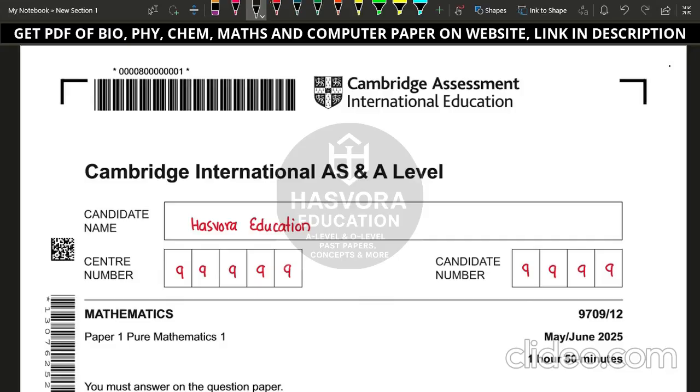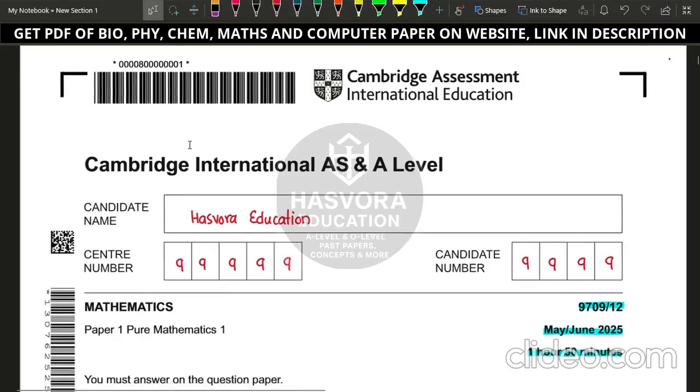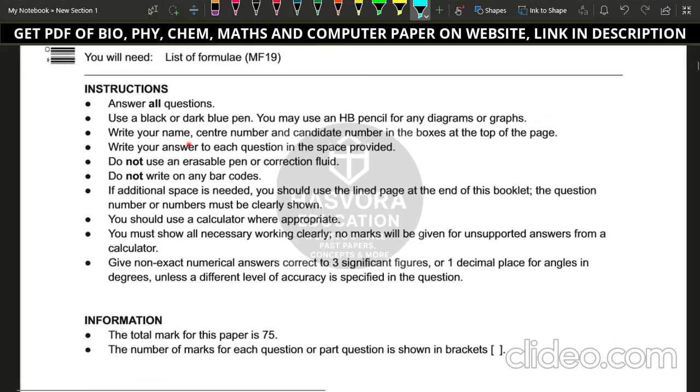Today we'll be solving the Maths 9709 Paper 1 Variant 2, from the May-June 2025 session. The time allowed for this paper is 1 hour and 50 minutes, and the total marks for this paper are 75 marks.